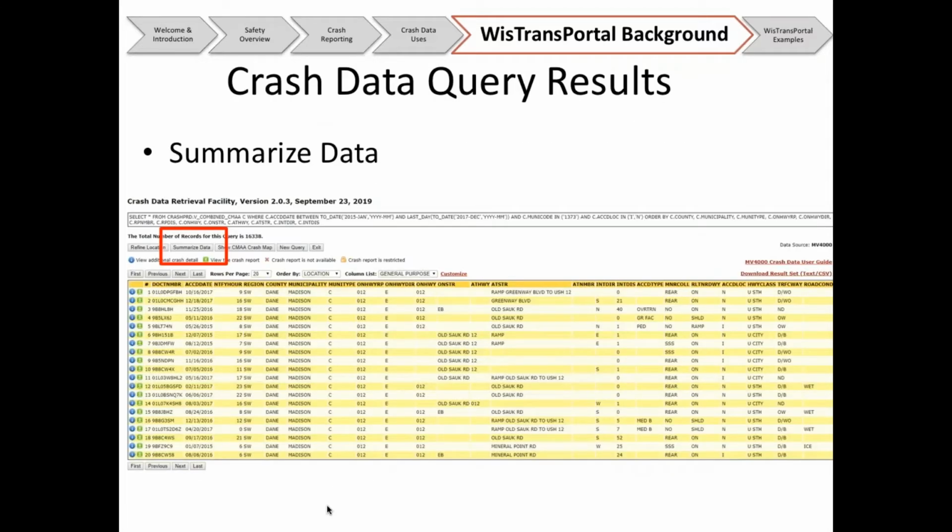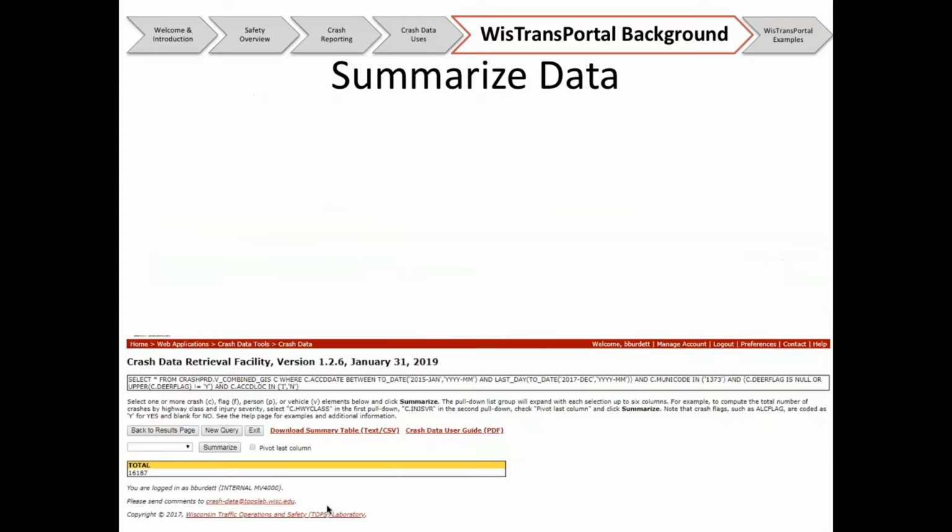The Summarize Data tab. To me, this is one of the most underutilized functions of the WisTransPortal Crash Data Retrieval Facility. I think it's one of the easiest ones to use, especially when you're trying to do some quick analysis to be able to say, I want to know how many alcohol fatalities were in my municipality, or I want to know how many injury severities of A there were in a certain area.